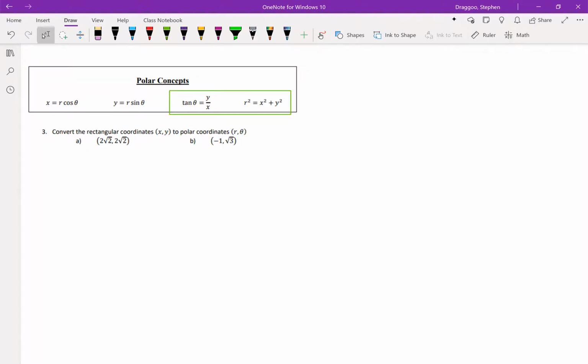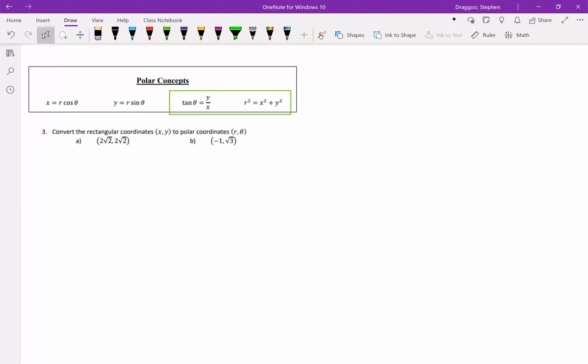All right, now in problem 3, we'll look to do the reverse. So we're going to start with rectangular coordinates and convert them into polar coordinates. This time I've highlighted the second two equations in that box. I was using mostly x equals r cosine theta and y equals r sine theta when I wanted to convert from polar to rectangular coordinates. So if I want to go in the reverse direction, I want the second two set of equations.